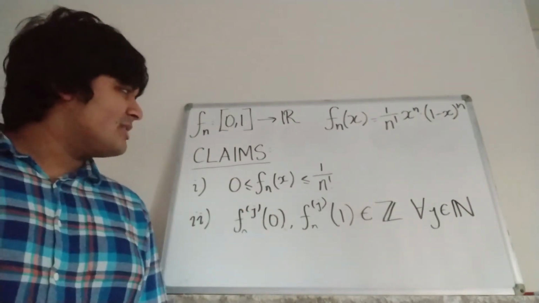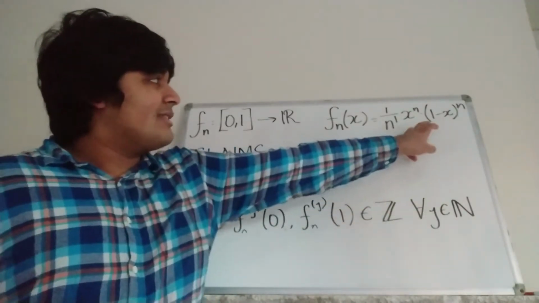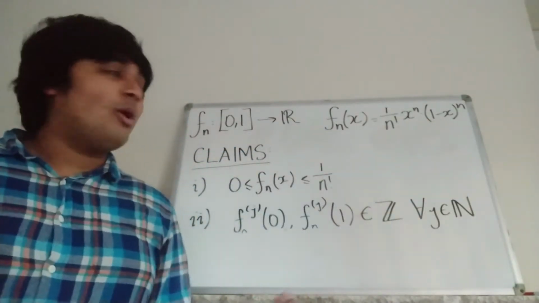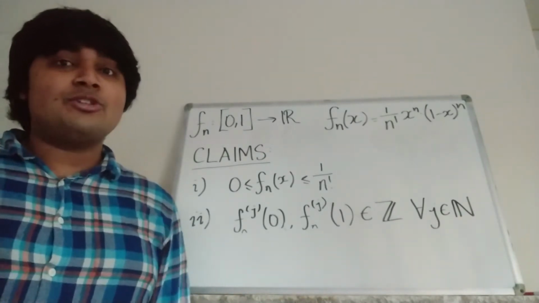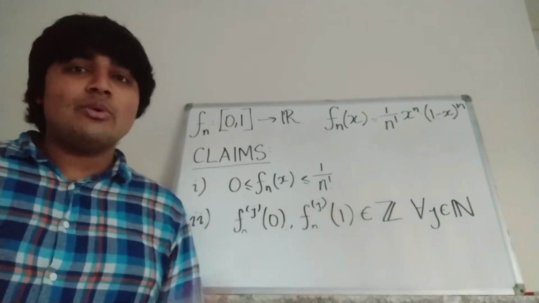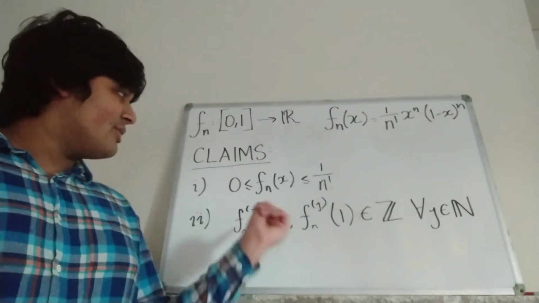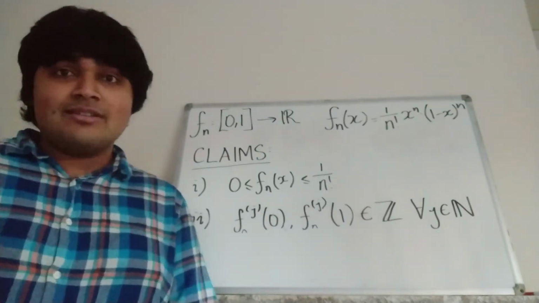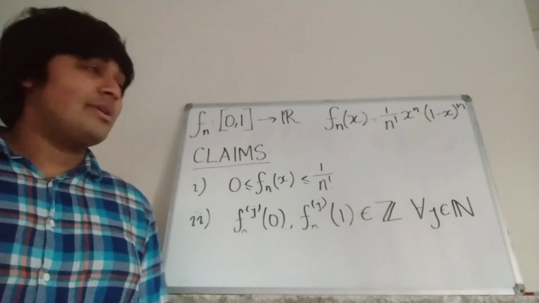This is a little bit more difficult to see, but hopefully it's not too difficult. Firstly, have a look at this here. It's just a polynomial of degree 2n. So certainly when you differentiate it at least 2n plus 1 times, you're just left with the constant 0 function. So these are both going to be 0, which is an integer. So you only really need to focus on the case when j is less than or equal to 2n.